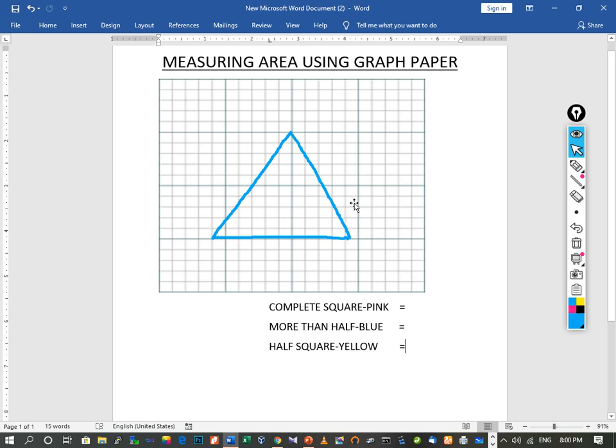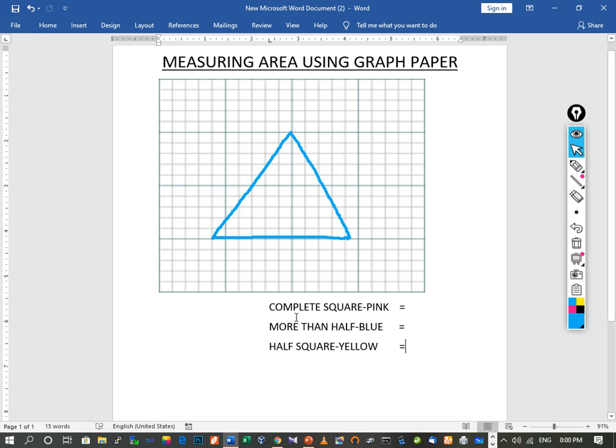So we will multiply it by 1, and those squares which are only half covered, we will multiply by half, because for a half square we can consider only half of the area of that square. So this is the main concept.